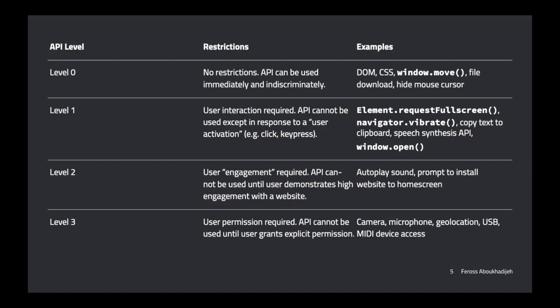Then there's a step up. These are APIs that the browsers have decided, we don't want a site to be able to just do this as soon as you land on it. And so we call those level 1. With these APIs, the user just has to interact with the site in some way first. It can be as simple as hitting a key, which is what you saw when you pressed the space bar. And it could also be a user click. But certain user interactions don't count as full interactions. So if you scroll a site, that's not going to let you use any of these APIs.